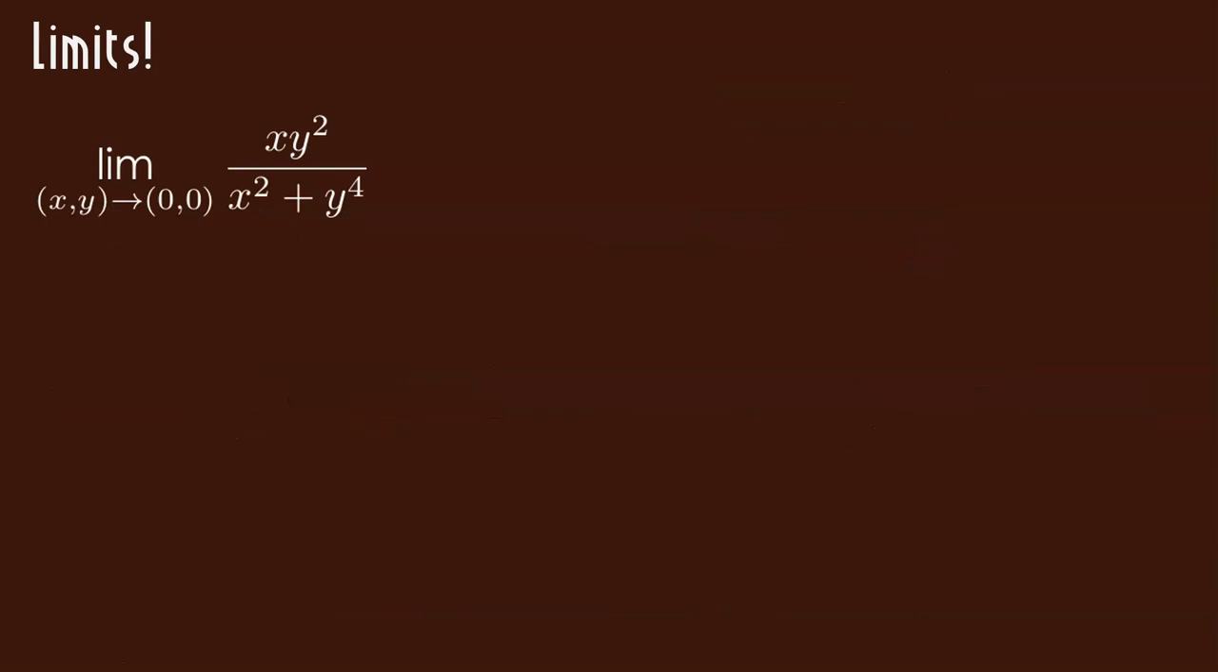Last limit for now. The limit as (x,y) approaches (0,0) of xy squared over (x squared plus y to the 4th). If I go along x equals 0 or y equals 0, I'm going to get 0 both times. That's not going to help me. If I try y equals x, then I have x cubed over (x squared plus x to the 4th). This is a problem in a couple of ways. I can't bring these two together. I'm going to try a different path.